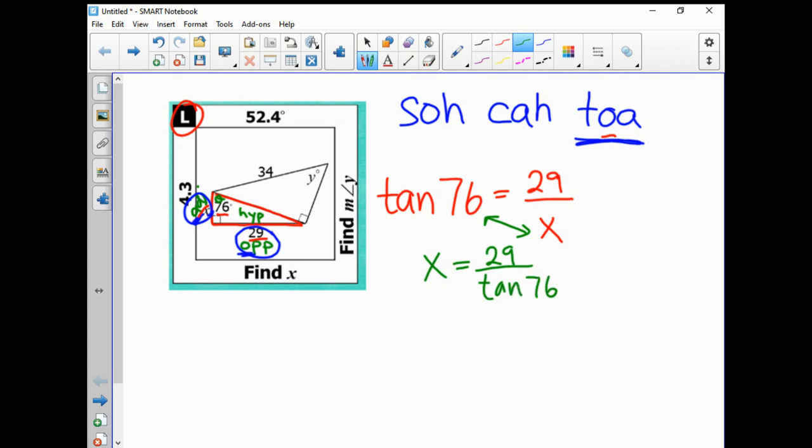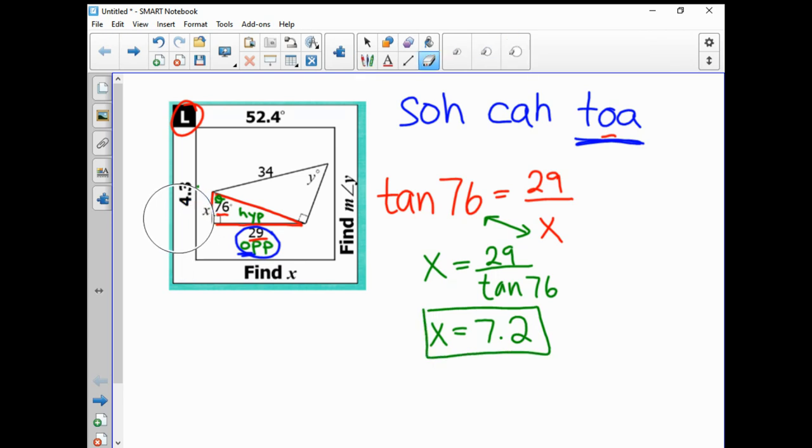And grab your calculator and we could just go ahead and do 29 divided by the tangent, where's my tangent button? Tangent of 76. And I have X is equal to 7.2. Let's just round it to the nearest tenth. Okay, 7.2 right there. So that's my X right there. That's what X is. I'm going to kind of erase this now. That's kind of messy. We're going to say this side is 7.2.